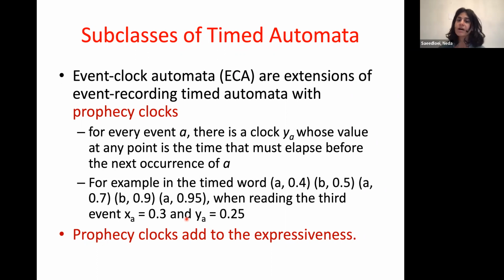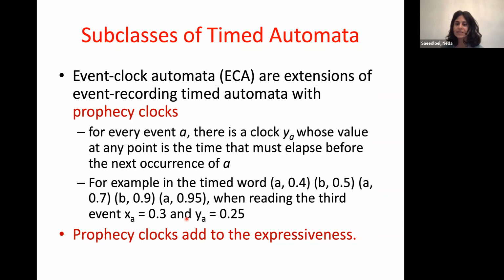Event clock automata are extensions of event recording timed automata with prophecy clocks. What are these clocks? These clocks essentially predict the future. For every event A, there is a clock Y sub A whose value at any point is the time that must elapse before the next occurrence of A.